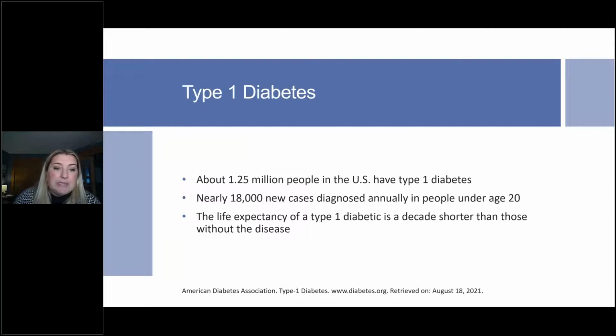With type 1 diabetes, you have over 1 million people in the United States who have type 1. Nearly 18,000 new cases are diagnosed annually in people under the age of 18. Some people ask me this: in the US, the peak age to get type 1 diabetes is 14. The life expectancy of a type 1 is a decade shorter than those without the disease.